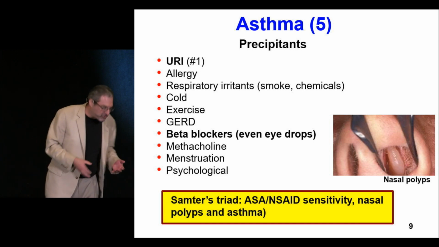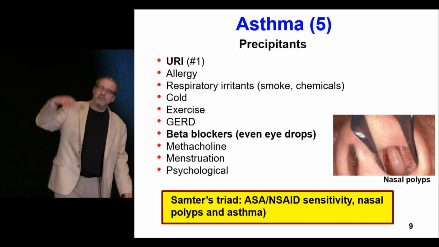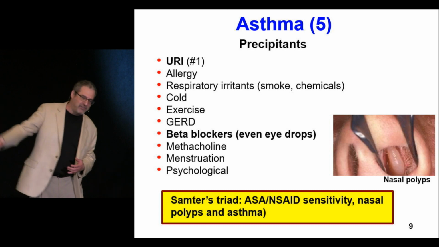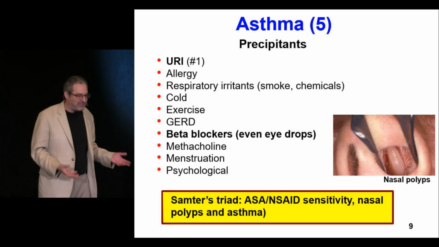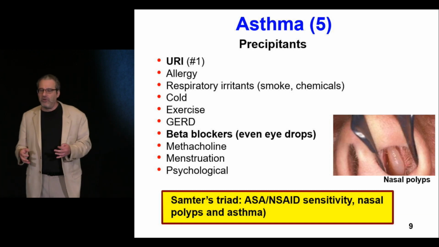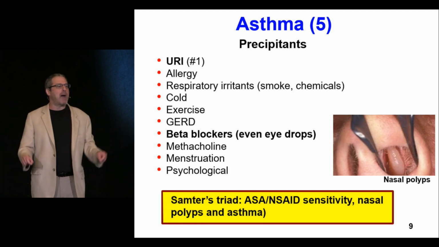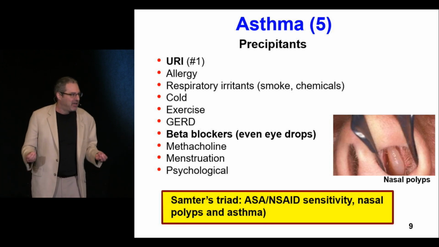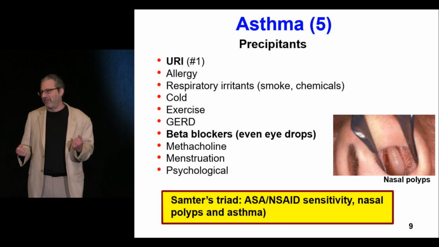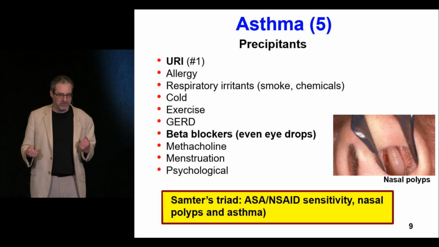I think we all remember those common precipitants of asthma: cold, exercise, URIs, number one, right? They're not going to ask stuff like that. It's too easy. The things to focus on are the things that sometimes people forget. Beta blocker drops that people take for glaucoma can precipitate an asthma or a COPD exacerbation. Well documented. That's important to know about.